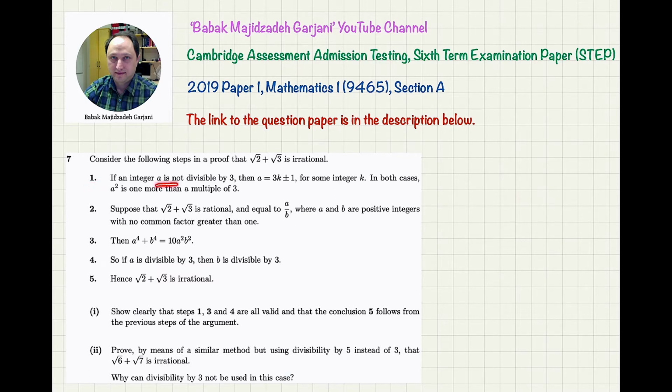a is an integer which is not divisible by 3. We are supposed to show that a equals 3 times k plus or minus 1, where k is an integer. So we want to show that if a is not divisible by 3, then a can be written as an integer multiple of 3 plus or minus 1.